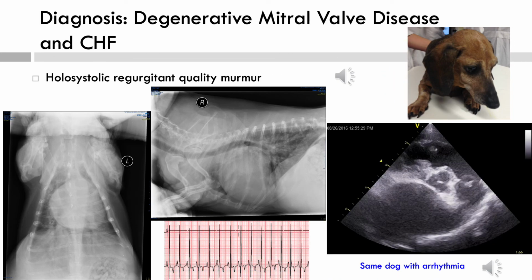This is a recording of a murmur from a dog with congestive heart failure and degenerative mitral valve disease. It's typically a holosystolic regurgitant quality murmur. This murmur is not reproduced this well, but towards the end of the recording, you can hear a little bit better the systolic murmur. The dog has significant cardiac enlargement, left atrial enlargement, and pulmonary edema.